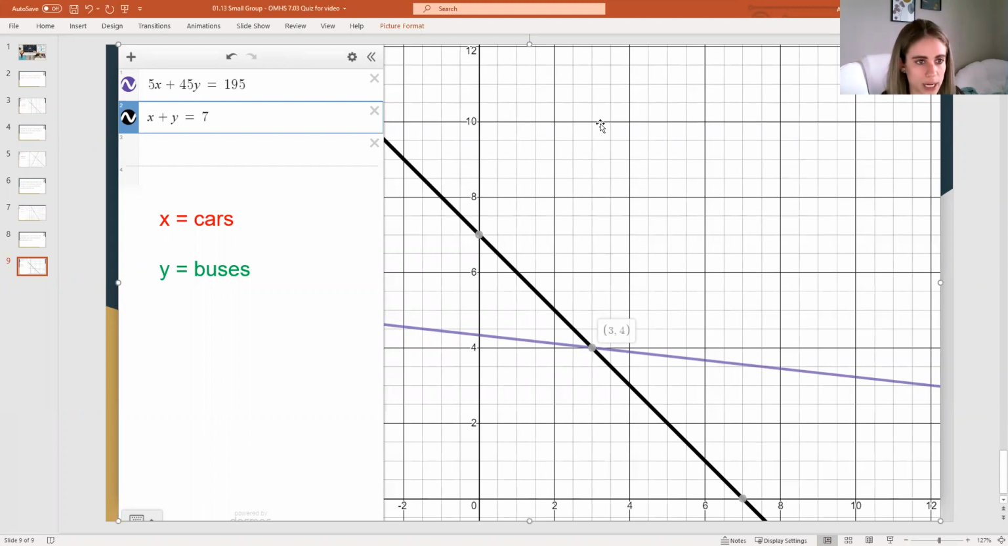So what is the correct combination? All right, our first number in the ordered pair is an X, which means there were a total of 3 cars. Our second number in the ordered pair is Y, which means there were 4 buses. So in order to get 195 students to this field trip and only have 7 vehicles, there were 3 cars that went and 4 buses.